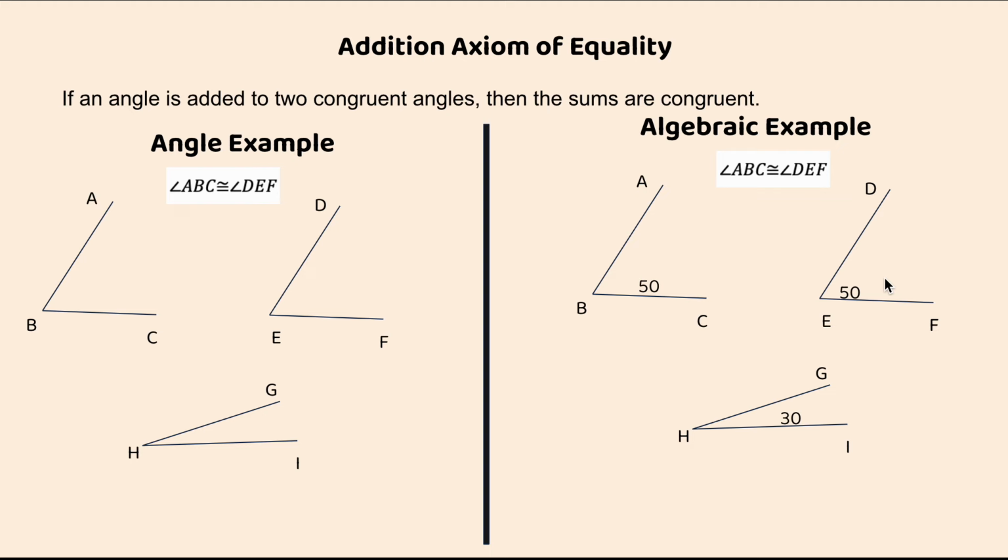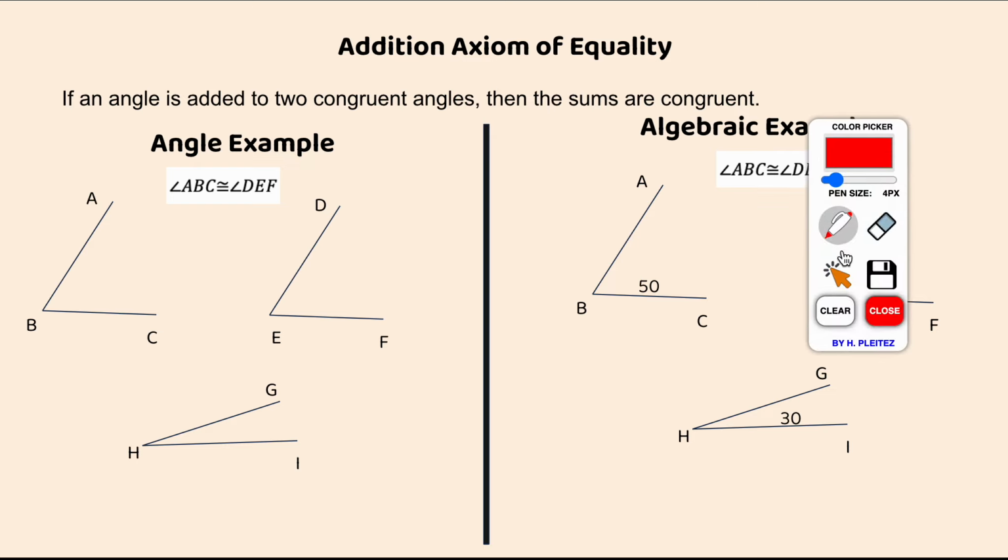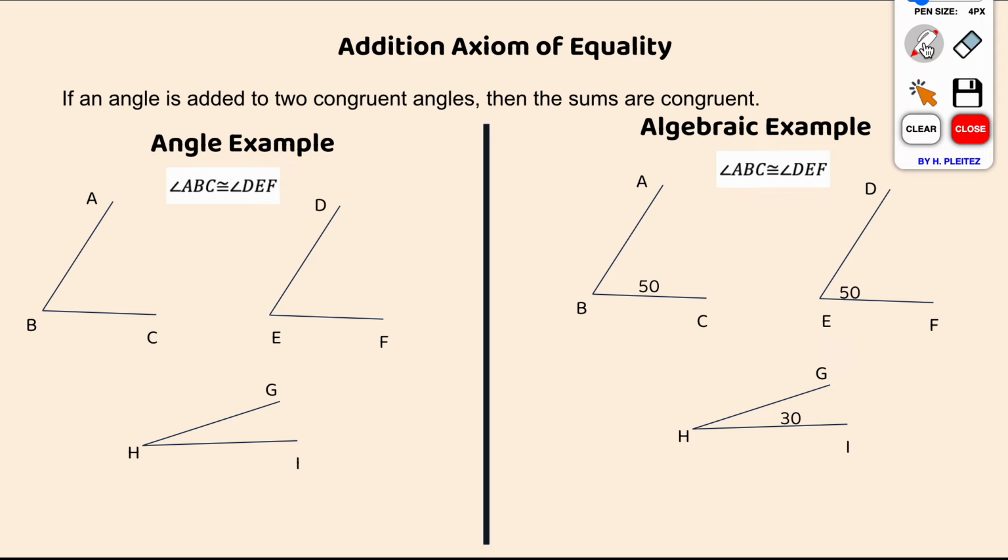Now we also have the addition axiom of equality for angles. If you remember, for segments it said if a segment is added to two congruent segments, then the sums are congruent. Well, it's the same concept, except here we have angles. So it says if an angle is added to two congruent angles, then the sums are congruent. You are actually going to have to draw these pictures, so if you didn't already do that for angle addition, go back and do that now. For the addition property of equality, you have to draw these three angles in for your angle example, and draw them in for your algebraic example. If you don't have these drawn, you will not get full credit.